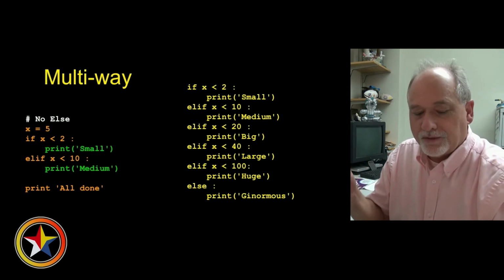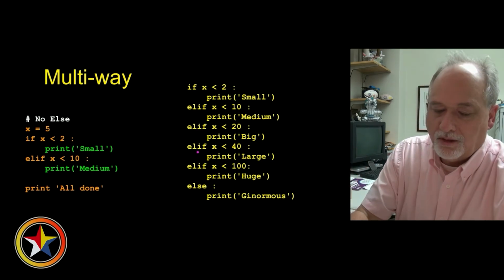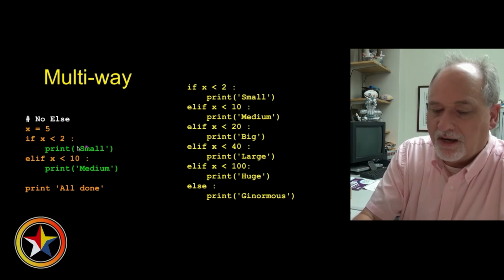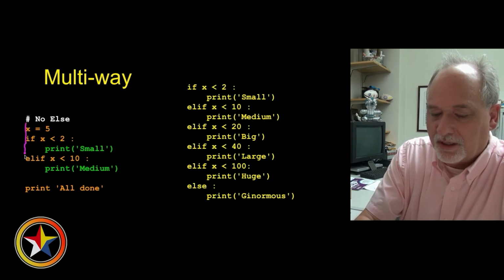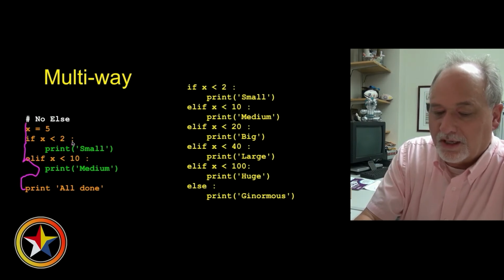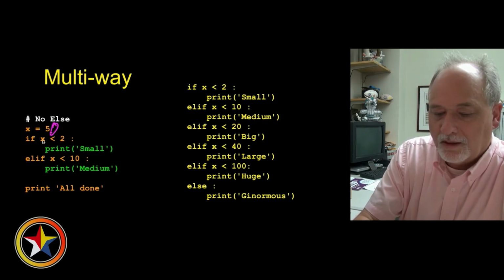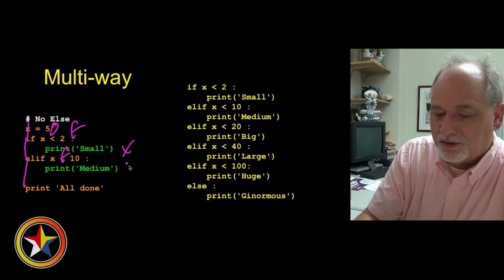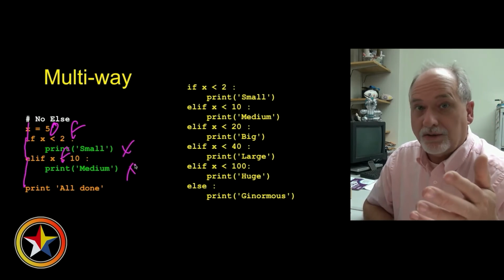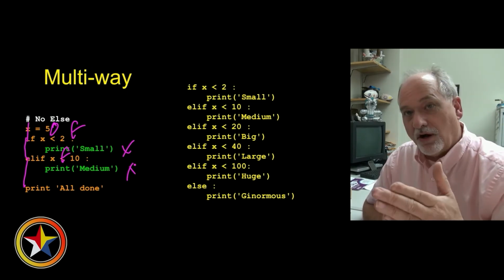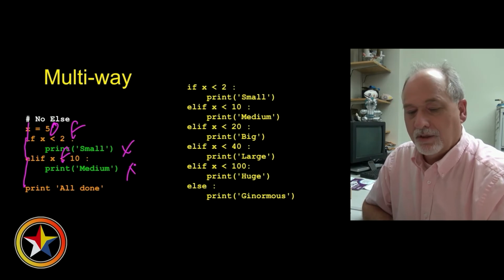You can have no else, as in this case, and this just means that it might not run any of them. In this case, x is 5, so it's not less than 2, but then it runs this one. But if x was like 50, for example, then this would be false, and it would skip, and this would still be false, and it would skip, and neither of these two would run. So if you don't have an else, you're not guaranteed that one of them is going to run, because else is like the catch-all. If the other ones are all false, then the else is the one that runs.